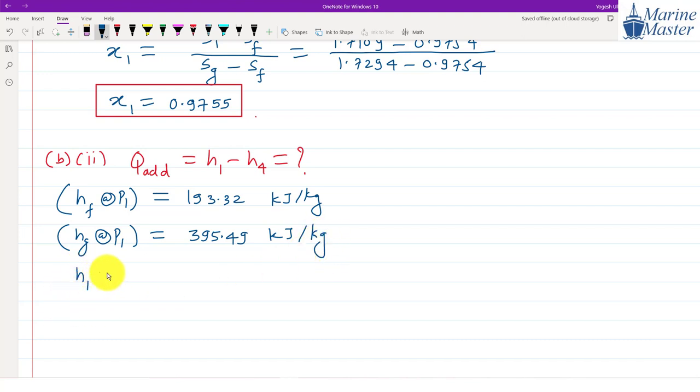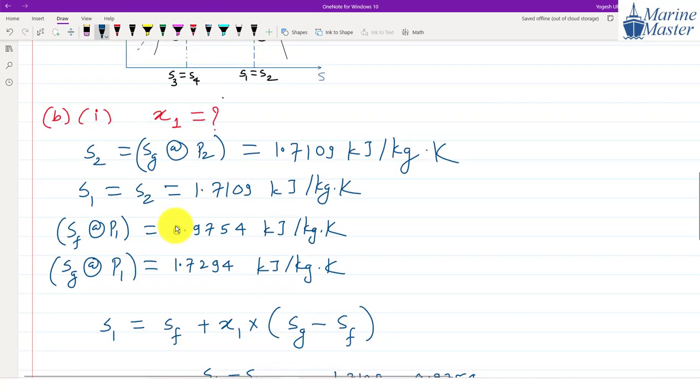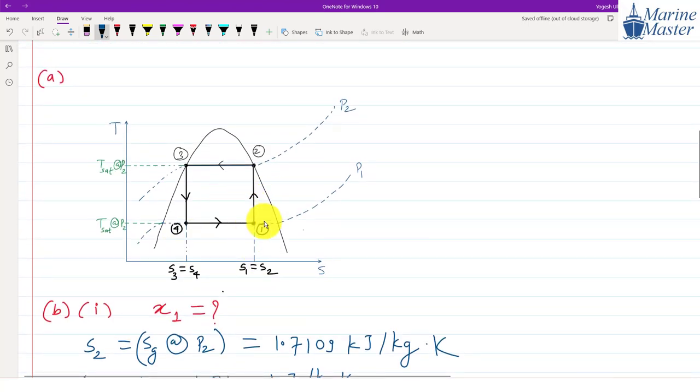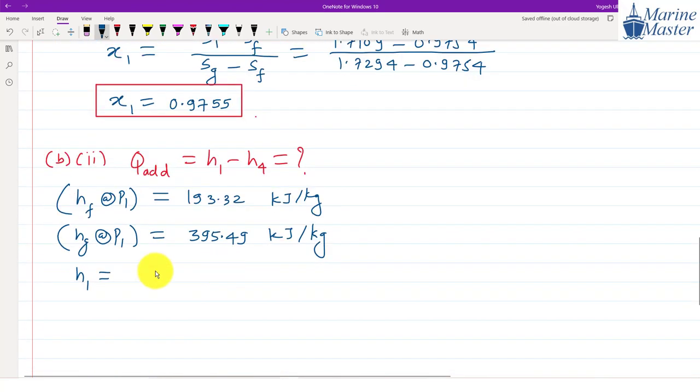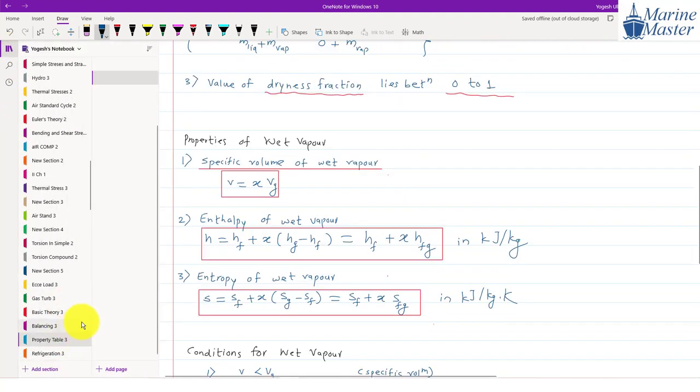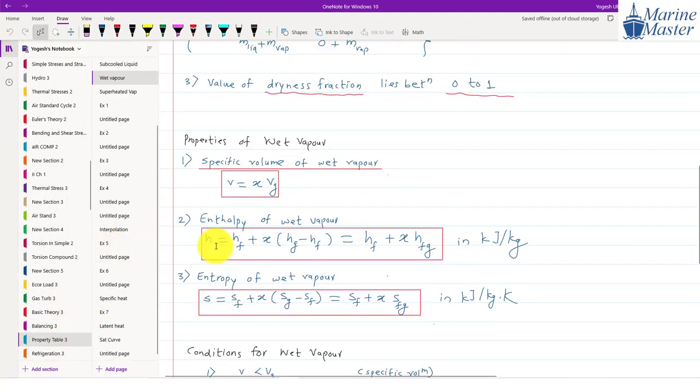So H1 will be equal to what, guys? State of point 1 is what? Wet vapor. So for the wet vapor, what is the relation of the enthalpy? If you go to the property table, enthalpy of wet vapor will be h equal to hf plus x into (hg minus hf), guys.